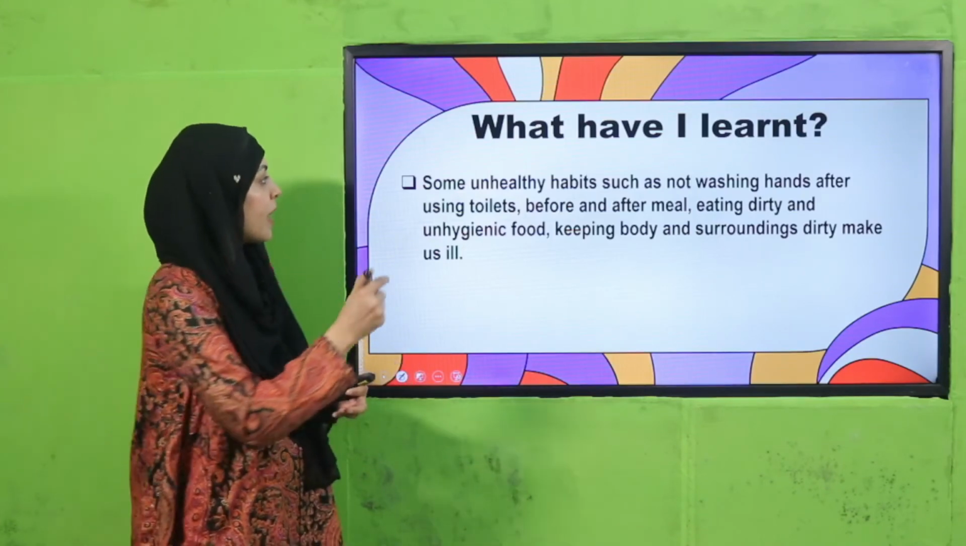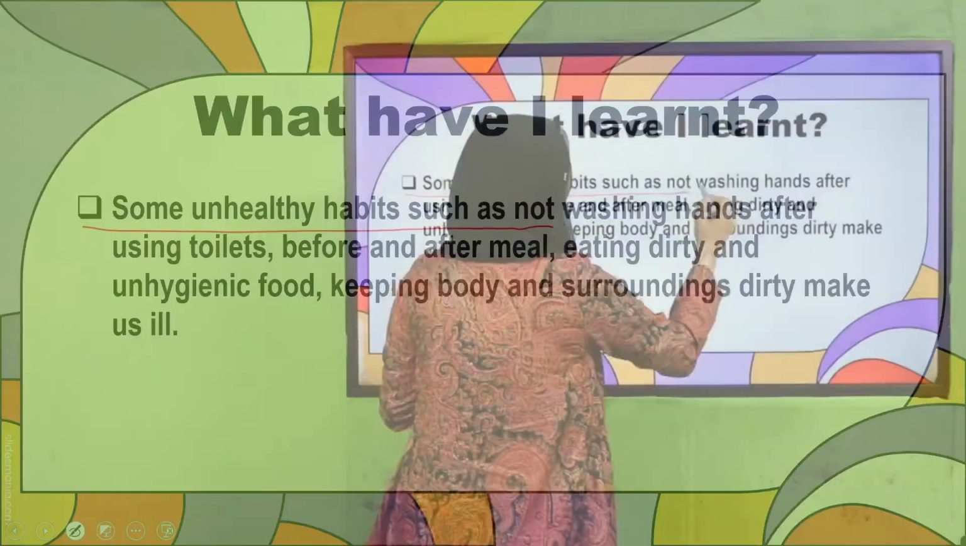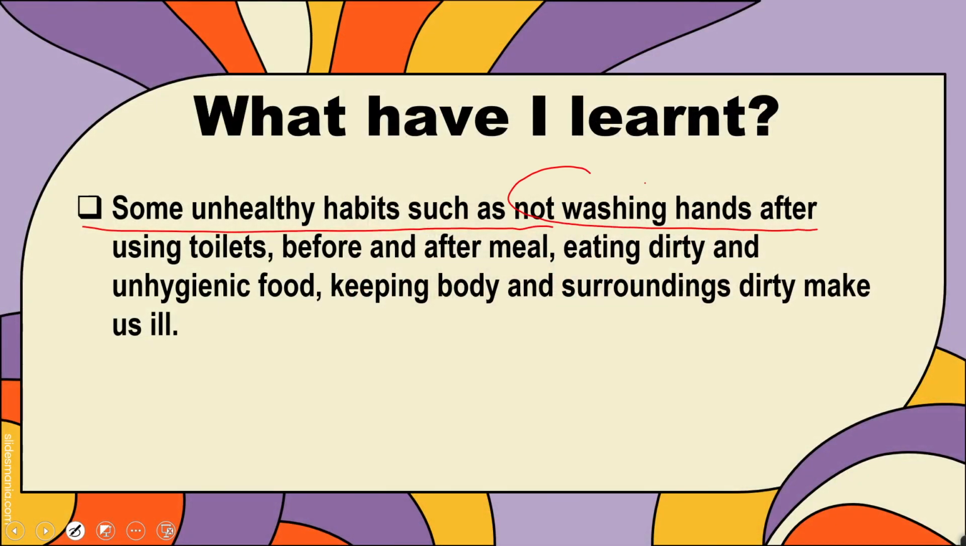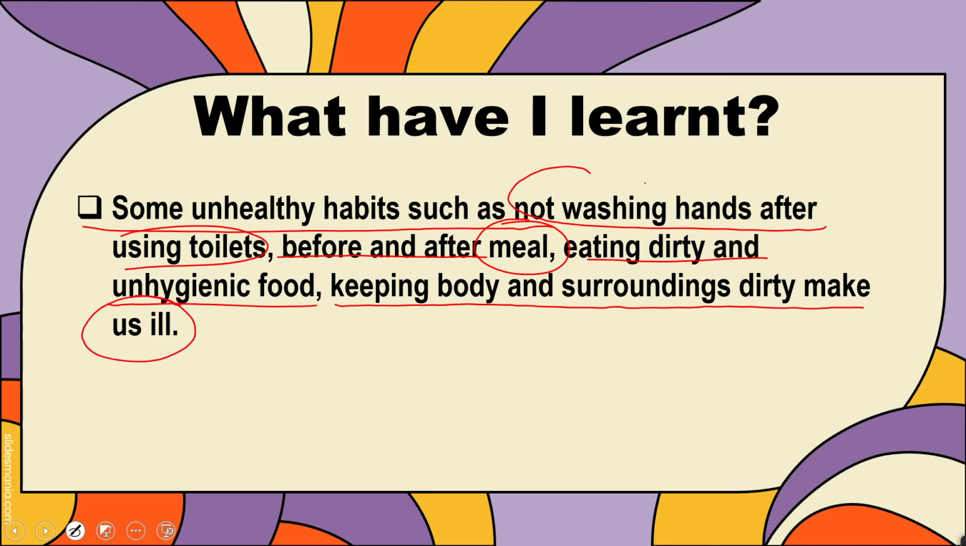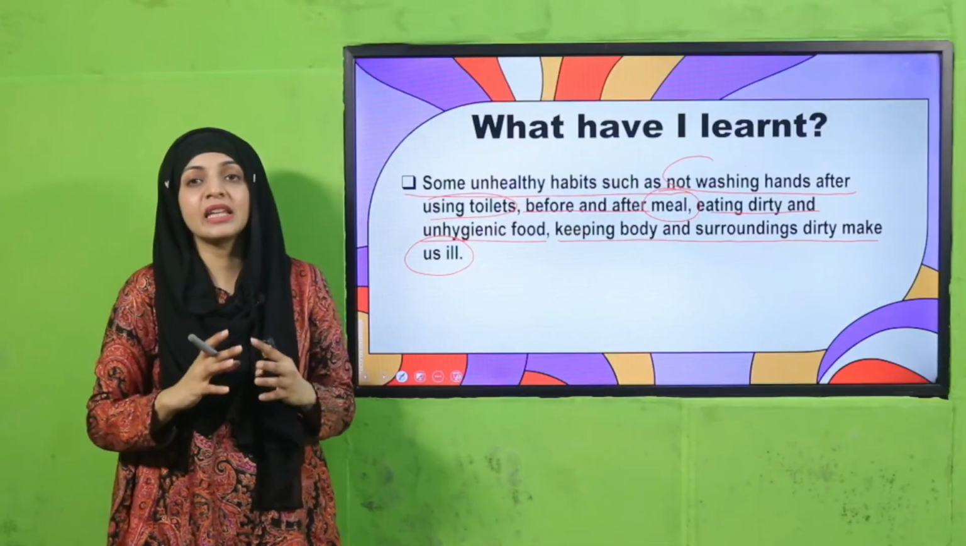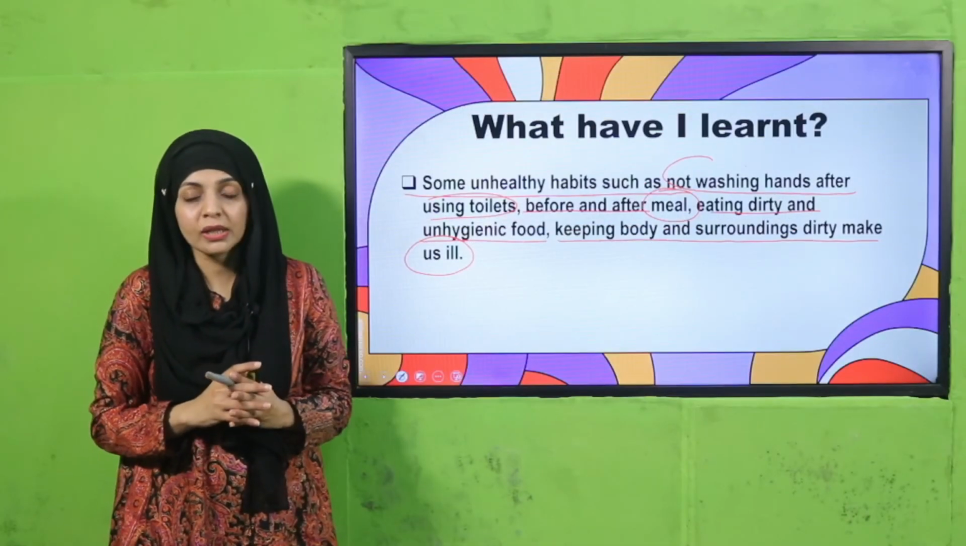From here we will move forward towards what have I learned today. आज हमने क्या सीखा? Some unhealthy habits such as not washing hands after using toilets, before and after meal, eating dirty and unhygienic food, keeping body and surroundings dirty make us ill. तो ये जो तमाम unhealthy habits हैं, इनकी वजह से हम बीमार हो जाते हैं.